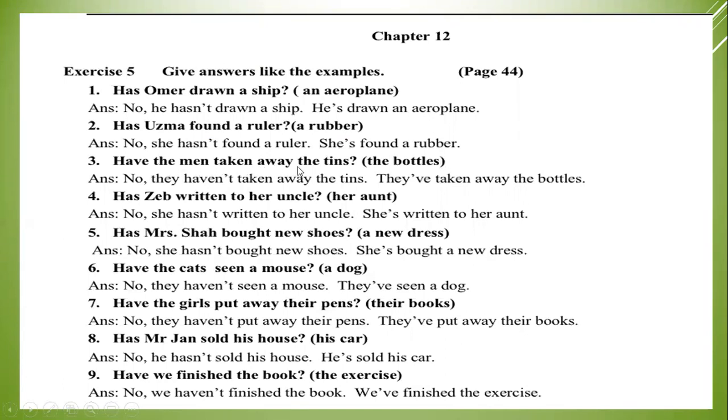Have the men taken away the tins? Look, there is men, men. That's why here is the word have. Have the men taken away the tins? Bottles. No, they haven't taken away the tins. They have taken away the bottle. Note one more thing. In place of Umar, we use the pronoun he, Uzma, she, the men, they.